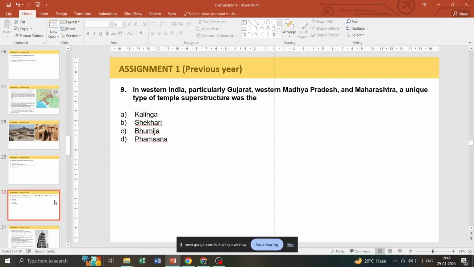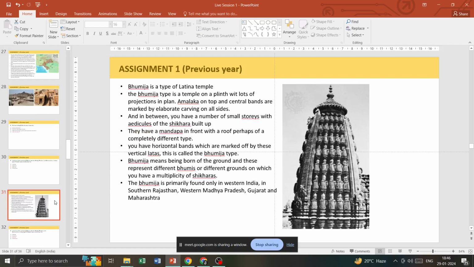Coming to question number 9. In Western India, particularly Gujarat, Madhya Pradesh, Maharashtra, a unique type of temple superstructure was the Kalinga, Shekhri, Bhumija, or Vesara. So the answer is Bhumija. I will just talk about Bhumija and what categorizes the Bhumija type of temple.